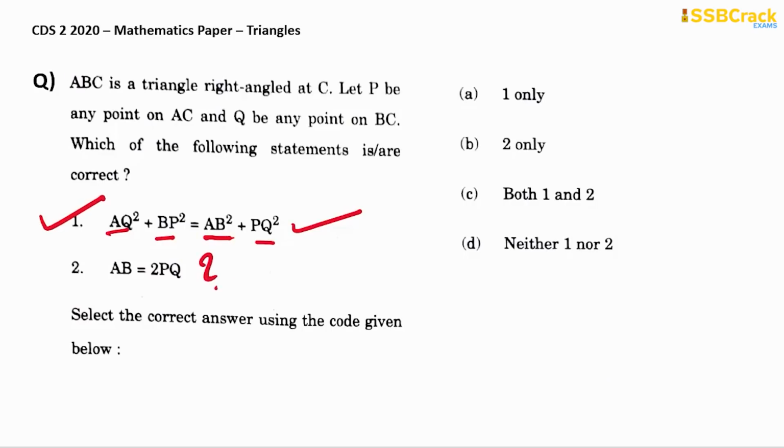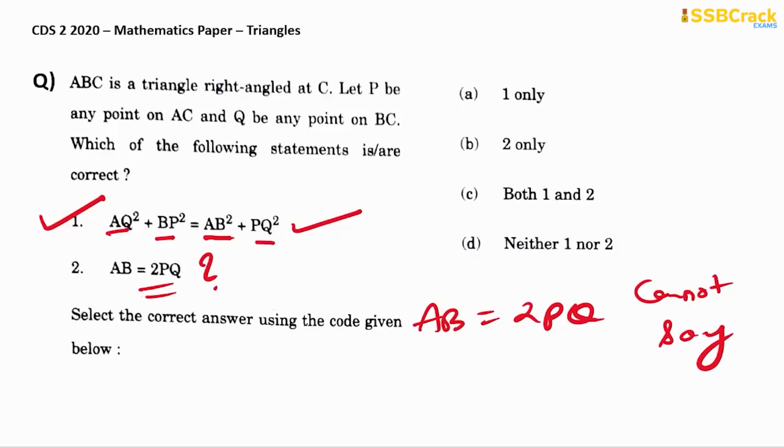But what about statement 2? Can you say that AB equals 2 times PQ? We can't say that in general, because we have no relation of P and Q with AB. We did not get any such relation. We got a simple expression relating AQ, BP, AB and PQ, and that does not imply any relation between AB and PQ. So of course we cannot say anything about the second statement, and we have to consider it false, because it cannot be true.